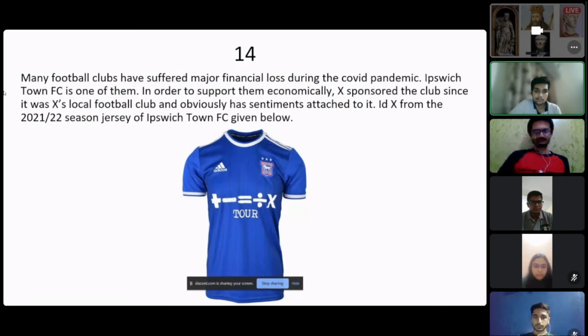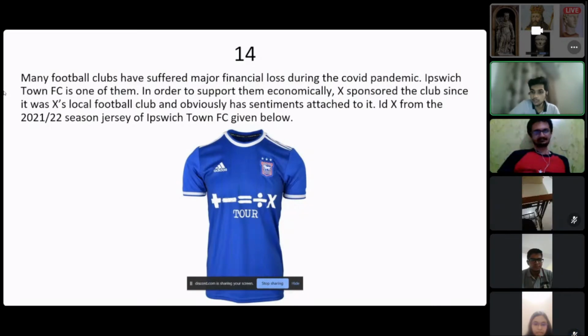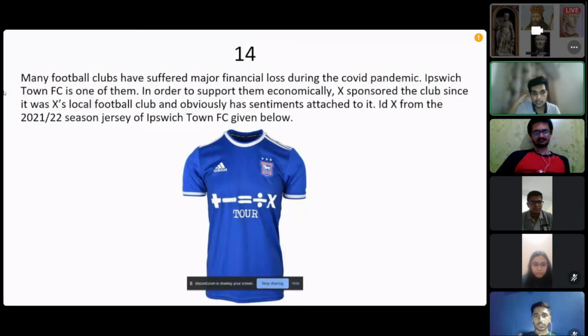Many football clubs have suffered. This is directed to party 3. Remember, many football clubs have suffered financial loss during the COVID pandemic. Ipswich Town FC is one of them. In order to support it economically, X sponsored the club. Since X was a local person, and obviously whoever supported the club had a segment attached to it. You have to identify X from the 2021-22 jersey of Ipswich Town FC.